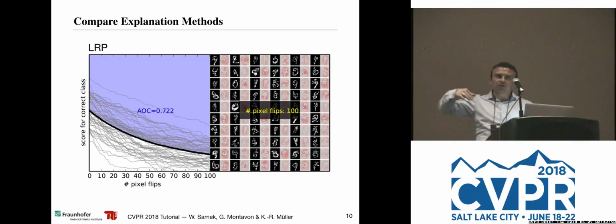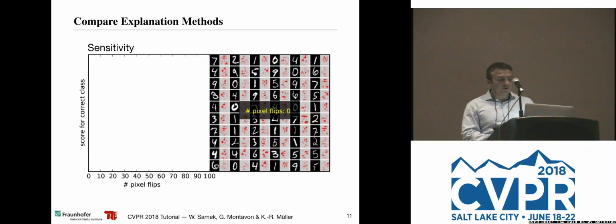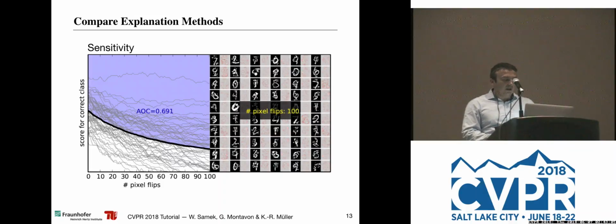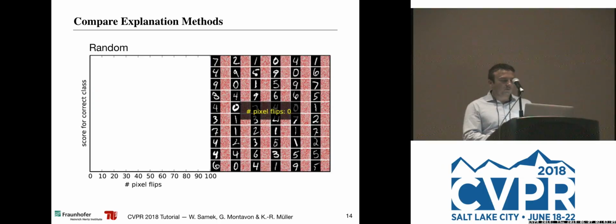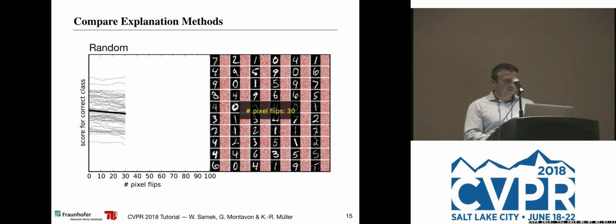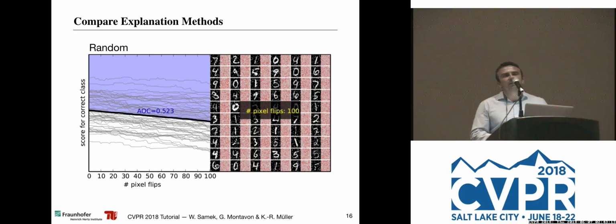And the faster your curve, your scores decrease, the larger this area will be. So larger values are good. We can do it also with sensitivity analysis. We get also some area for that, and also by destroying these pixels randomly, we see that the score is much, the area is much smaller.